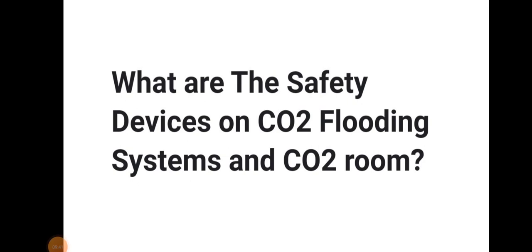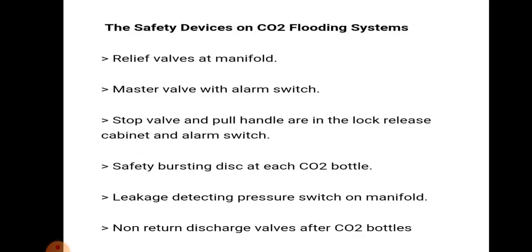So what are the safety devices in the CO2 flooding system and CO2 room? Safety devices on CO2 flooding systems are: relief valve at the manifold, master valve with the alarm switch, stop valve and pull handle in the lock release cabinet and alarm switch.